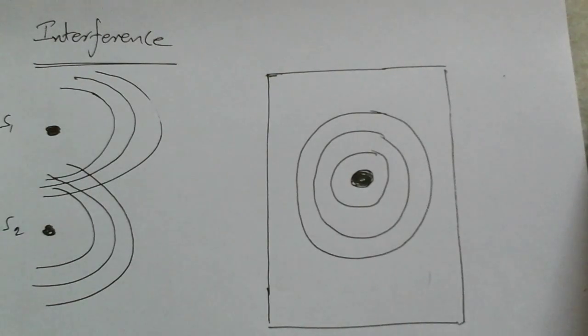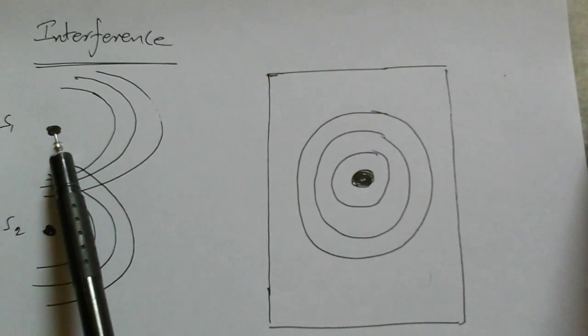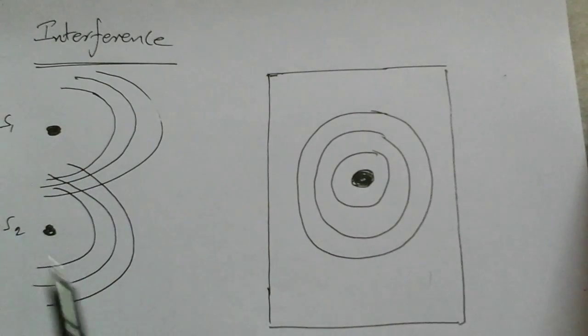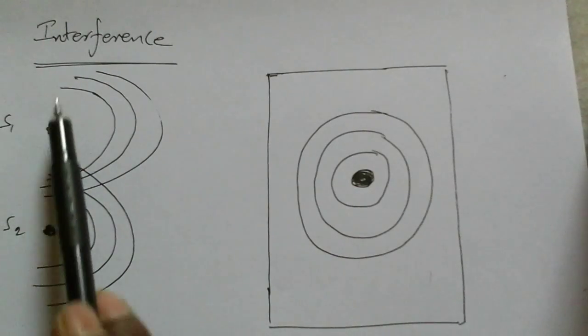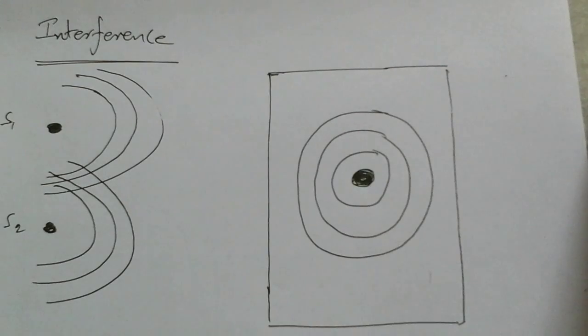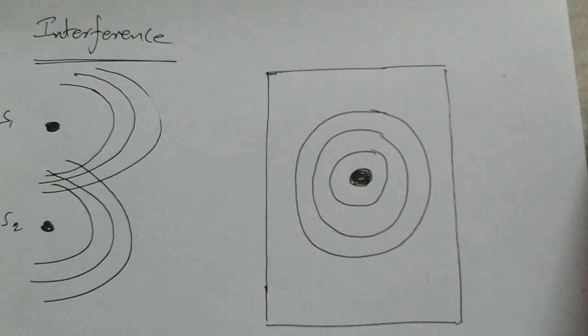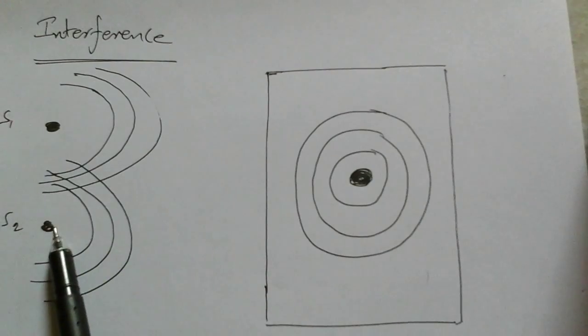Once again I am explaining. S1 is a coherent source and S2 is also a coherent source. Both are coherent sources we have taken. Coherence means maintaining constant phase and almost the same frequency. So these two coherent sources we have taken.